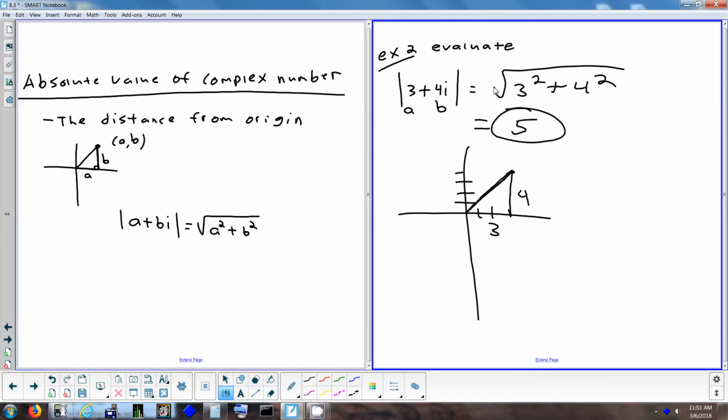Okay. Sometimes it might not come out nice. Like if it was a 5 and a 6, you'd have 5 squared plus 6 squared. You're probably not going to be able to take the square root when you add that up. Just leave it. You don't have to write it as a decimal unless they ask.